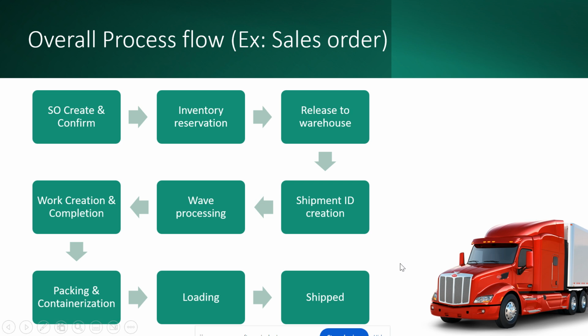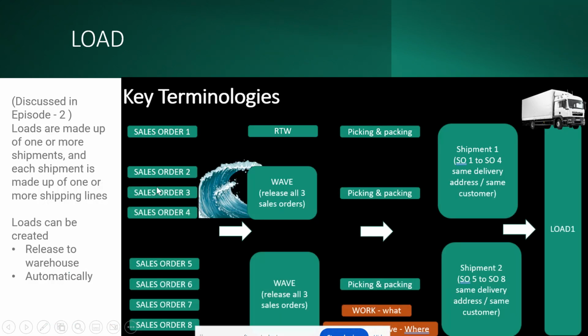When we specifically talk about load, like I said earlier, loads are made up of one or more shipments, and each shipment is made up of one or more shipping lines or sales order lines. We saw this particular diagram in our episode number 2, where we can have one sales order. Once it is released to warehouse, the picking and packing operations need to be performed, or we can have multiple sales order lines using a wave. We can release all those to the warehouse, and once it is released, the shipment IDs are getting created. One single load can contain multiple shipment IDs, and one shipment ID can contain multiple sales orders. This is what you need to keep in your mind.